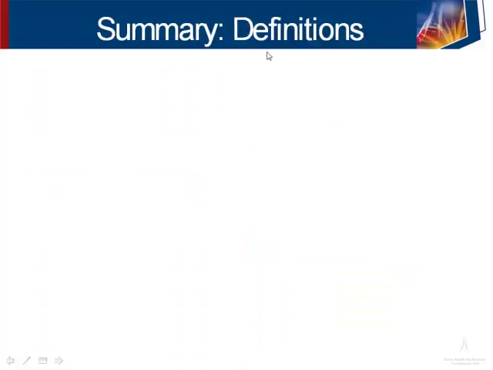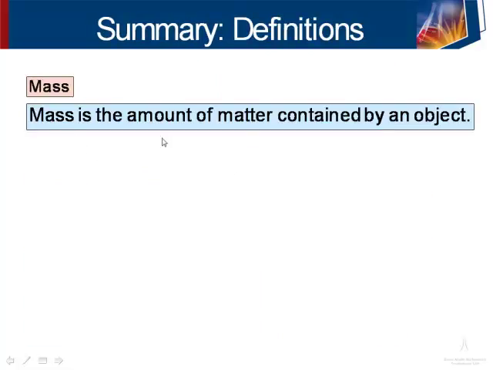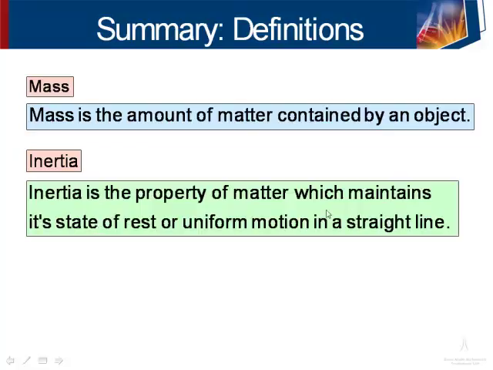A summary of the definitions. Firstly, mass. Mass is the amount of matter contained by an object, and inertia is the property of matter which maintains its state of rest or uniform motion in a straight line.